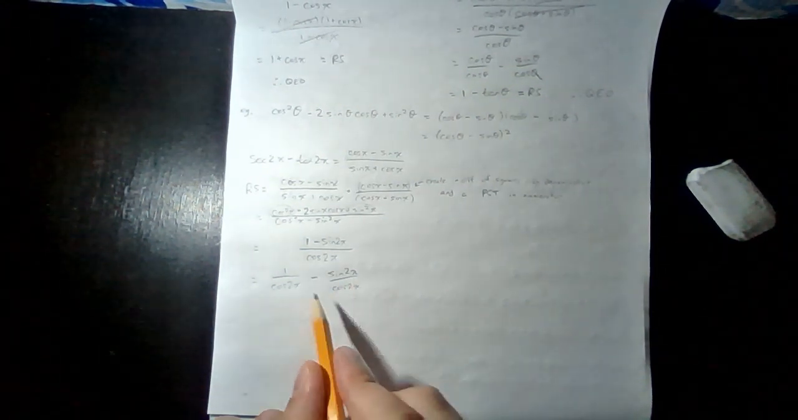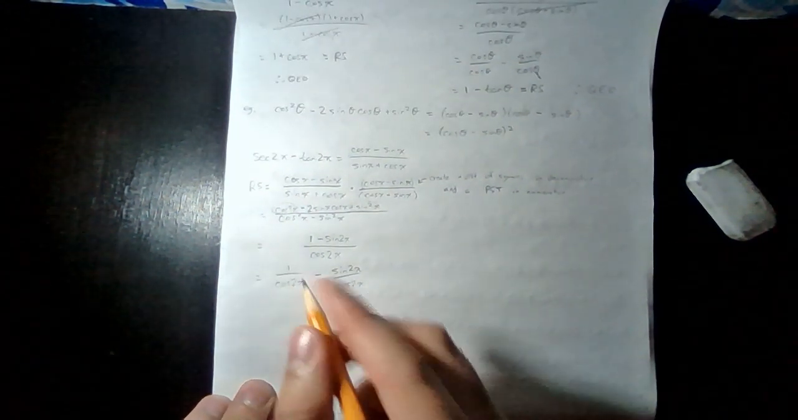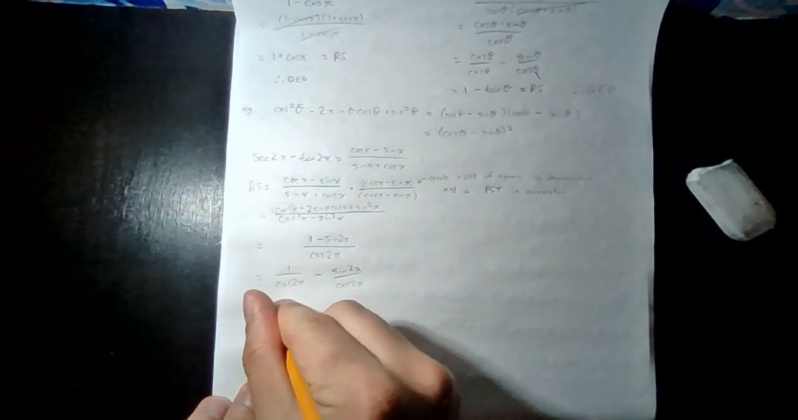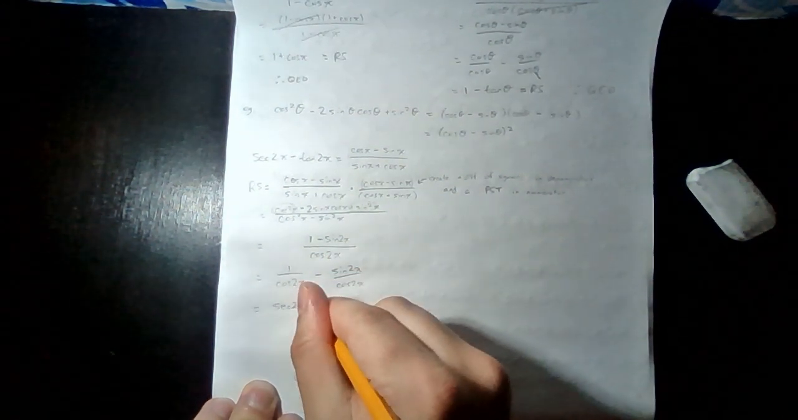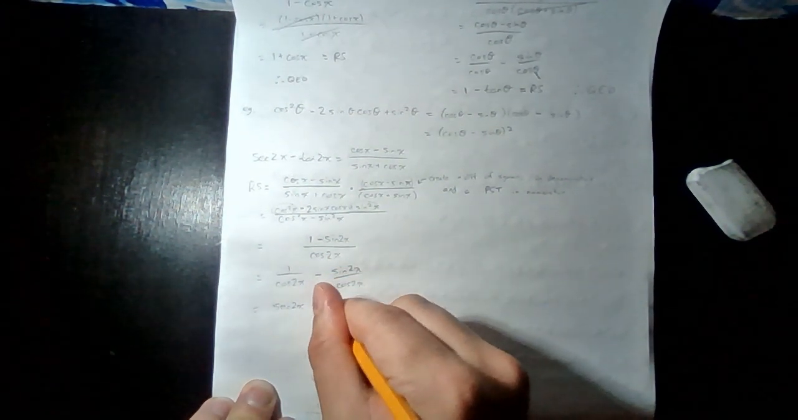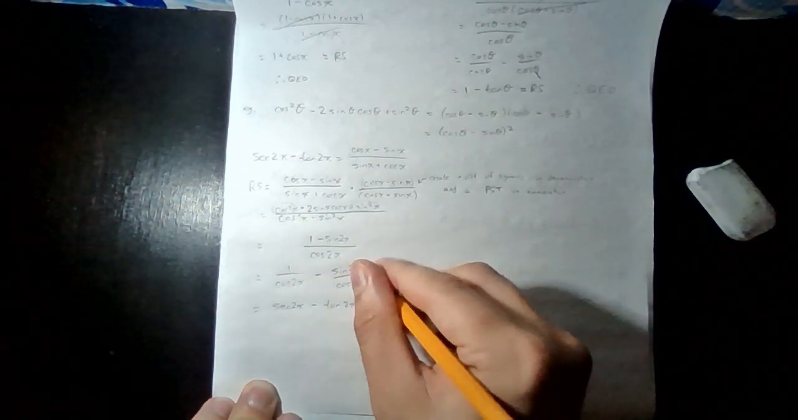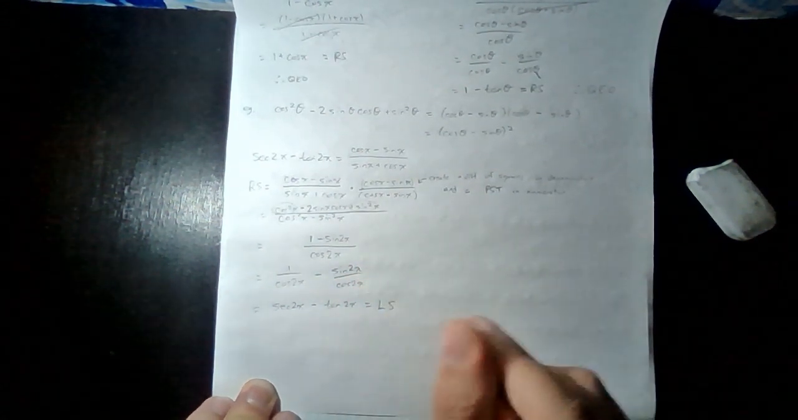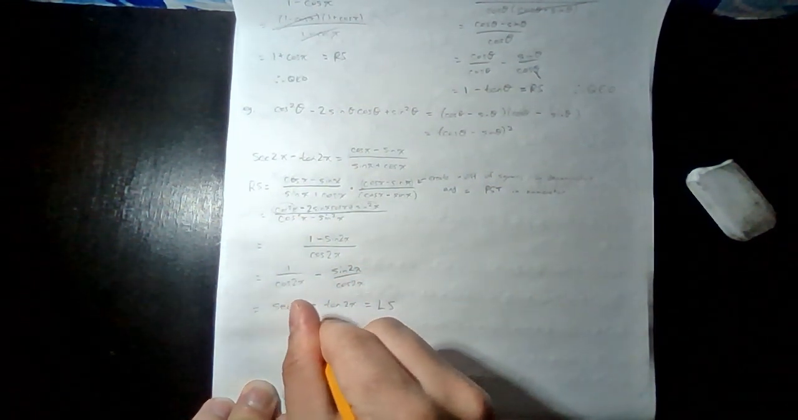And that pretty quickly lets us see, well, the inverse of cos 2x is secant of 2x. Sine over cos of something is tan. So sine 2x over cos 2x is going to be tan 2x. And that gives us our left side. And so we've proven what we needed to do.